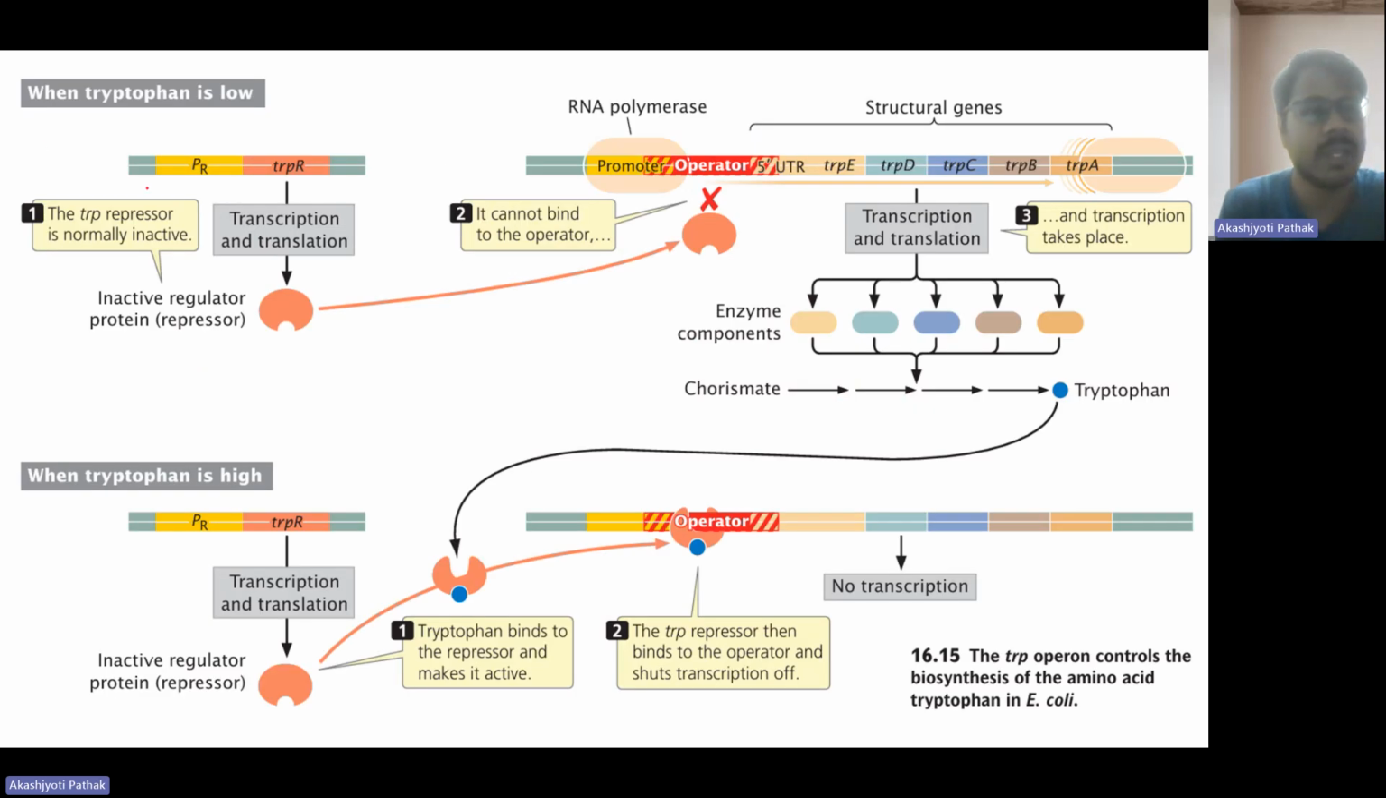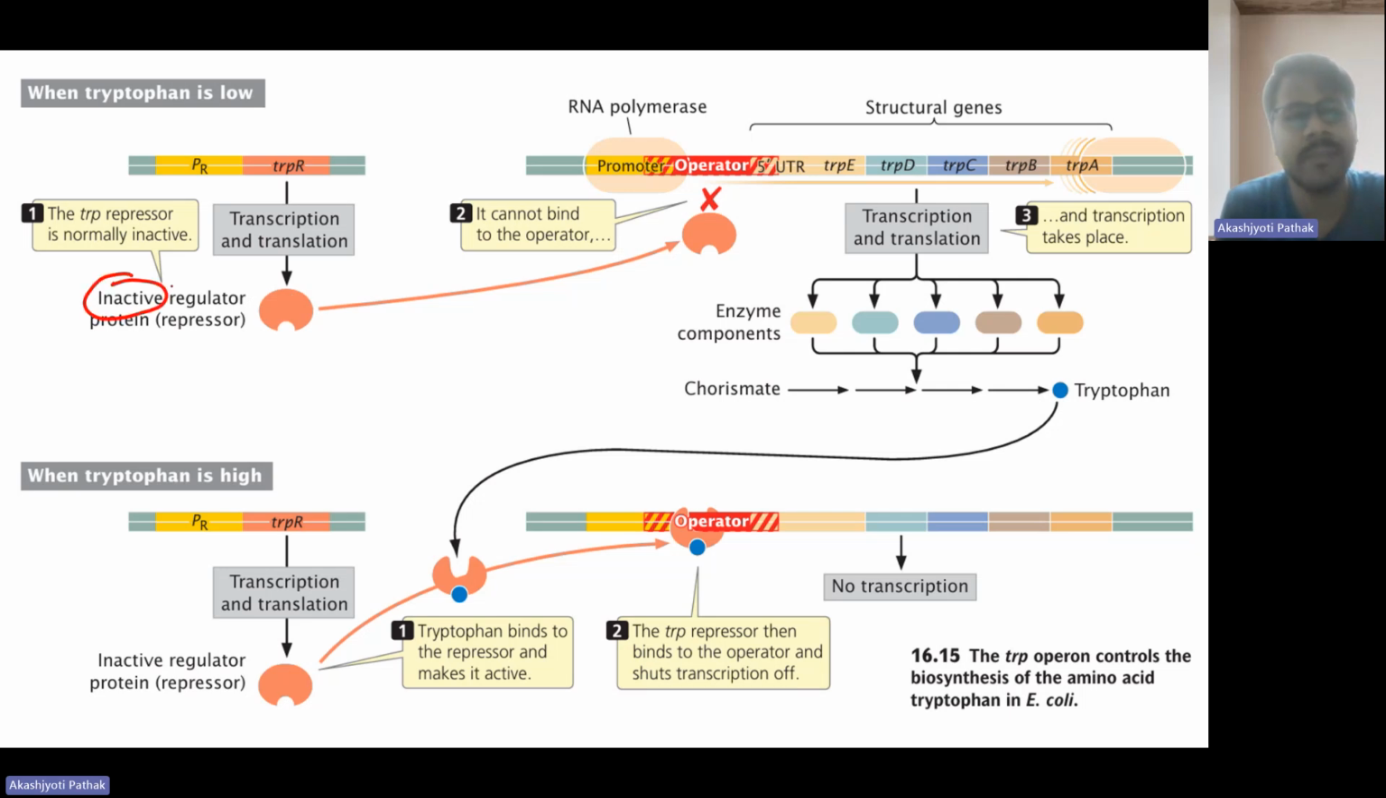Here you see that this is my regulatory gene, which is the TRPR gene. In the case of the lac operon, it was the lac-I gene. This figure has been taken from the book by Benjamin Pierce, and it is a very good figure. This TRPR gene is under the control of its own promoter. The regulatory gene has its own promoter. You see here that this repressor gene is getting transcribed and translated, and it is producing a repressor protein. Now this repressor protein is inactive.